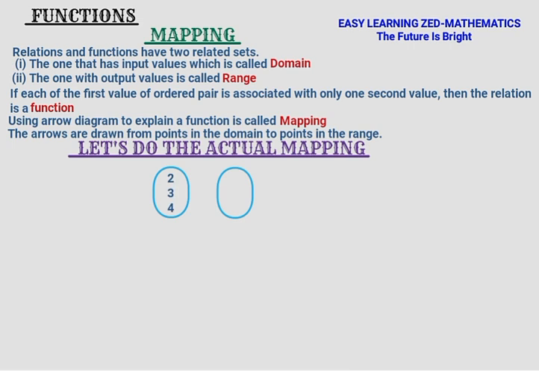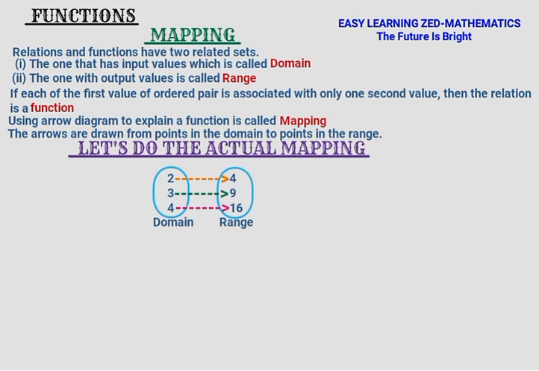Here we have got 2, 3, 4, as well as on this side we have 4, 9, 16. So 2 is mapped into 4, and 3 is mapped into 9, and 4 is mapped into 16. These numbers which are on the left are the domain, and that is the range. Now we can know the input and the output.